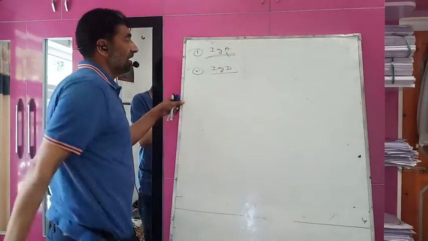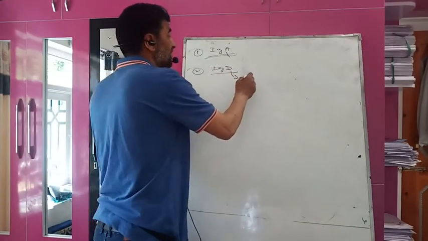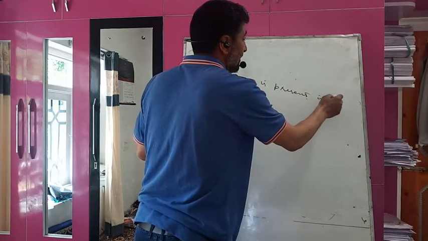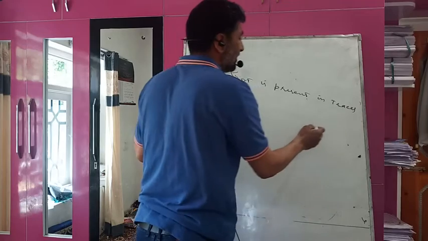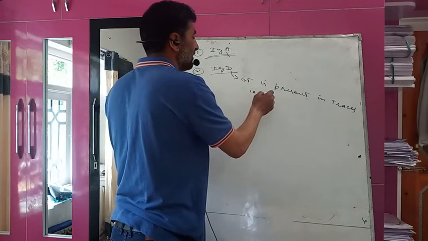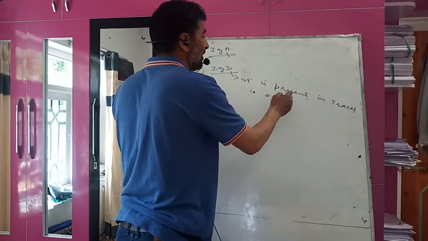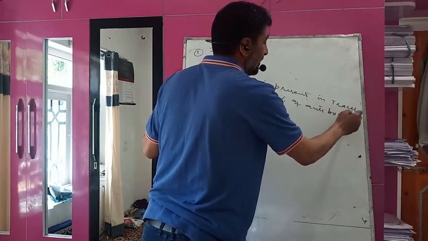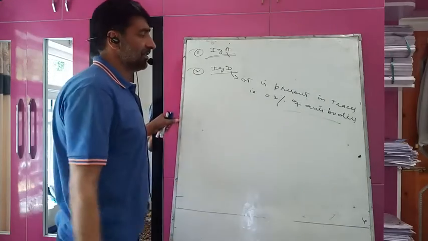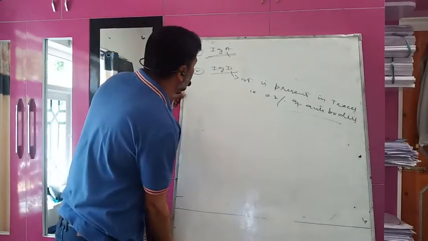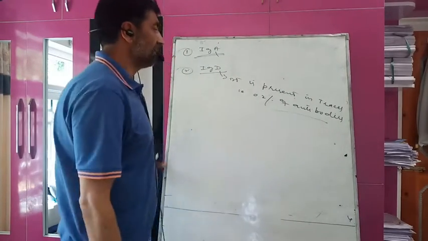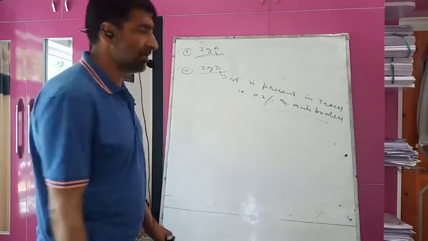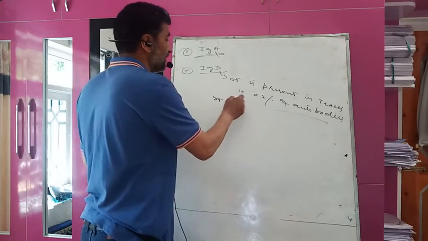Next, IgD. IgD is present in traces, about 0.2% of antibodies. IgD antibody is a monomer.